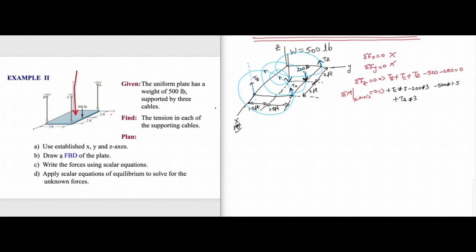Then sum of moments with respect to y-axis should be 0, implies sum of all the moments with respect to y-axis equal to 0, implies what?